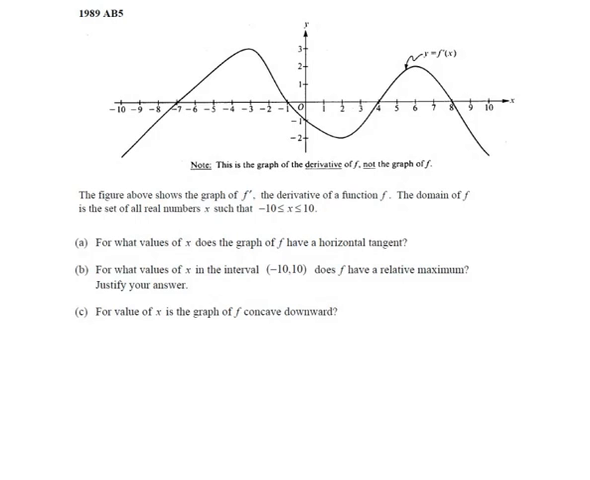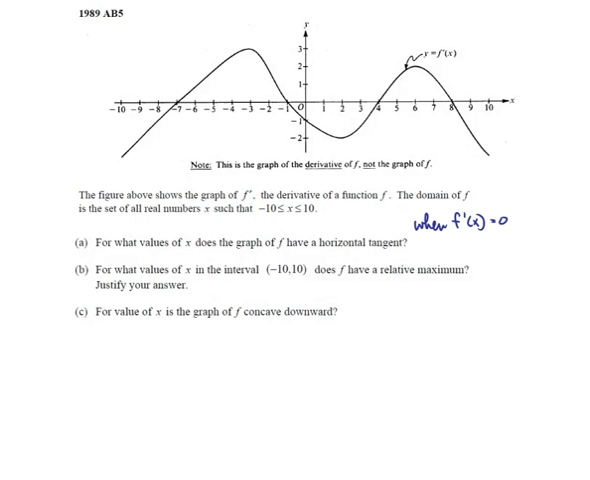In 99AB5, we have the figure above showing the graph of f prime. Note that this is the graph of the derivative of f, not the graph of f. And the domain of f is the set of all real numbers x such that x is between -10 and +10 inclusive. So first we're asked, for what values of x does the graph of f have a horizontal tangent?